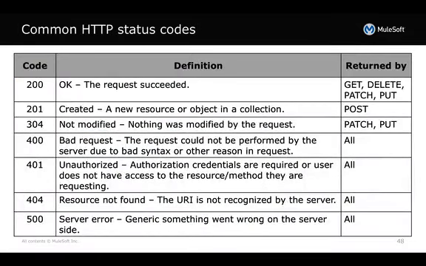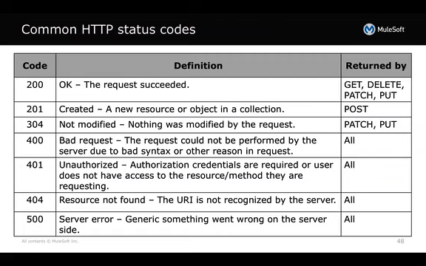Some status code examples that are quite common. 200, probably the most common. It typically represents OK that your request was successful. It can be found on all different types of methods like get, delete, patch, and put. 201 created oftentimes represents that a new resource or object was created. This is most commonly seen when doing a post request to a collection.